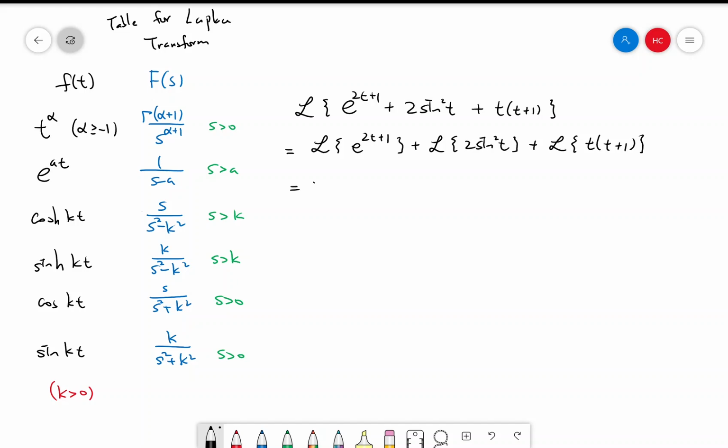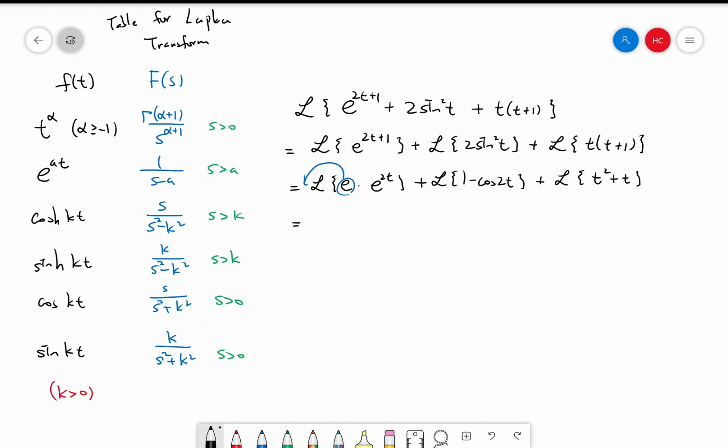So first, we use the fact that e to the 2t plus 1 is e times e to the 2t. And we also use the fact that 2 sine squared t is equal to 1 minus cosine 2t. And for the third one, we distribute the two terms, so we get t squared plus t here. Now, take the constant out, and then use the linearity again.